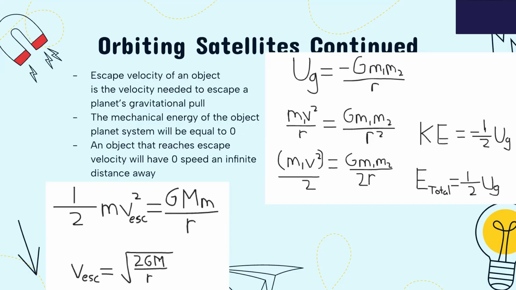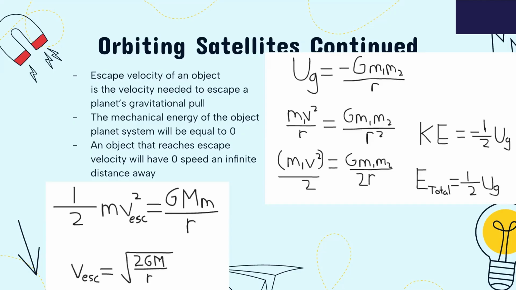And on the right, I included what happens when an object is in circular orbit. So gravitational potential energy equals minus G m1 m2 over r. And because it's in circular motion, that means m1 v squared over r is equal to G m1 m2 over r squared. Because G m1 m2 over r squared is the gravitational force, and that's the only force contributing to the centripetal motion.